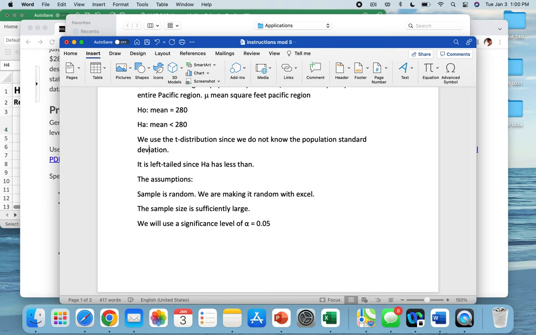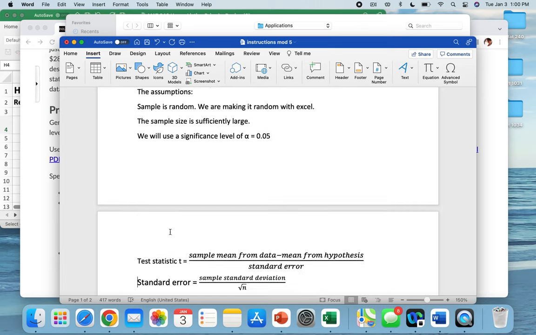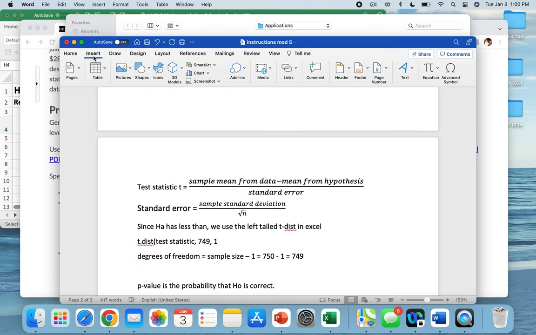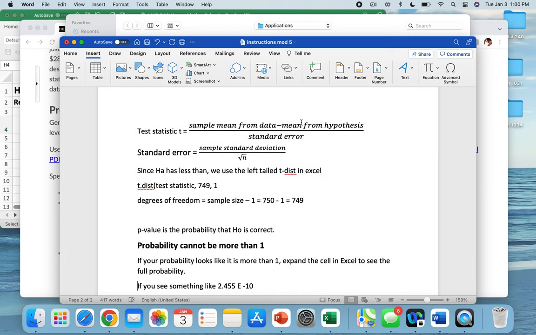We're using the T distribution, since we don't know the population standard deviation. It's left-tailed because HA has the less than. Our assumptions are that it's random, and we're going to make it random with Excel, and the sample size is sufficiently large. We're going to use a significance level of alpha equals 0.05. To get the Greek symbol, you also use insert, and then symbols. This is going to be our test statistic, so we need to do our calculations.